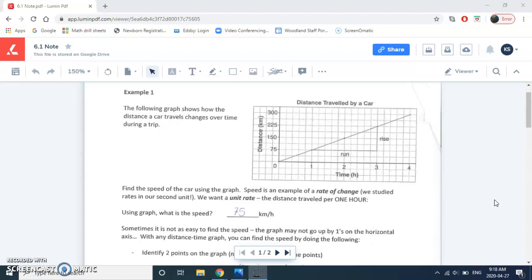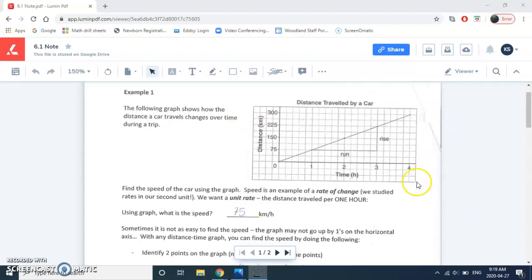We are going to be skipping over the experiment, and I'm going to be going right into the second page, which has our example number 1, which you can see on the screen now. So the following graph shows how the distance a car travels changes over time during a trip.